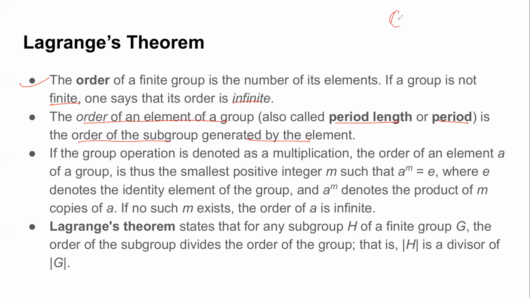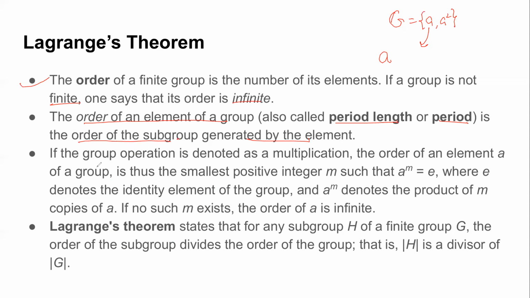Suppose I have a group G and it has elements say A and A square. If I pick an element say A, and I generate a subgroup from this element, the size of that subgroup is known as the order of the element. So what is the order of an element? The order of an element is the order of the subgroup generated by that element.